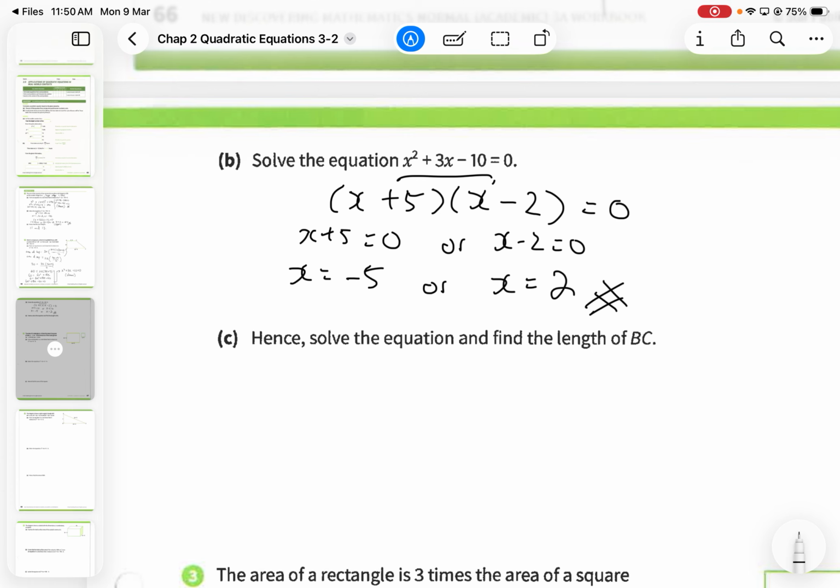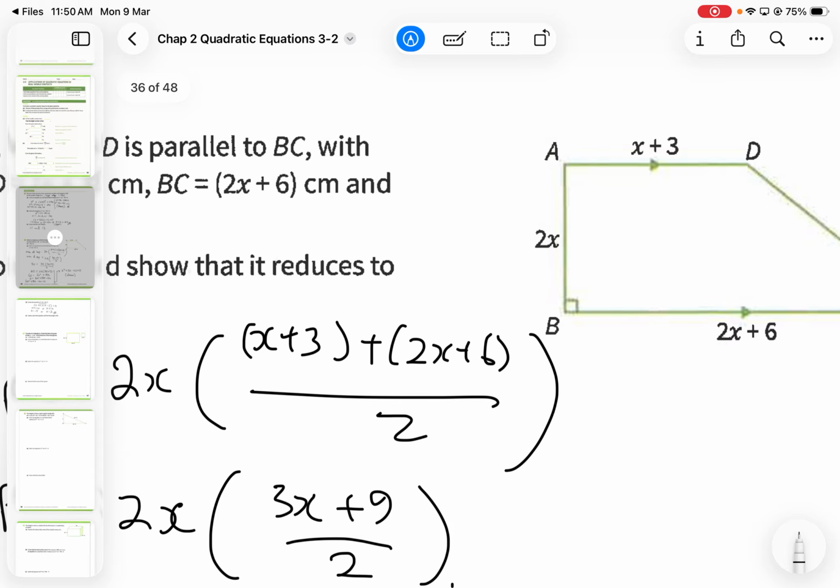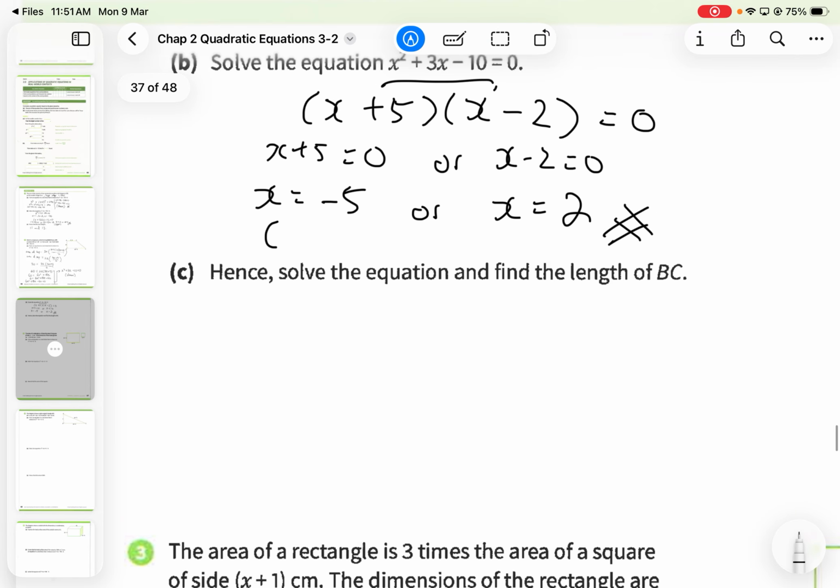Then because this one got story one, what is x? x is a length. So if x is a length, x cannot be negative. 2x must be a positive number. So again, I must reject my negative x. Okay? So this one I must reject.